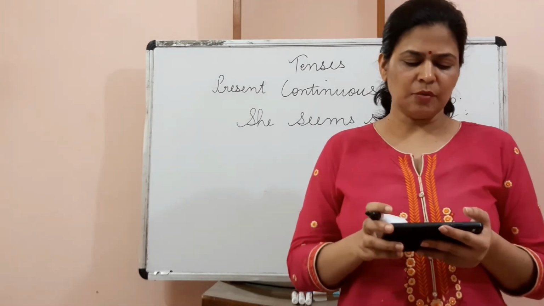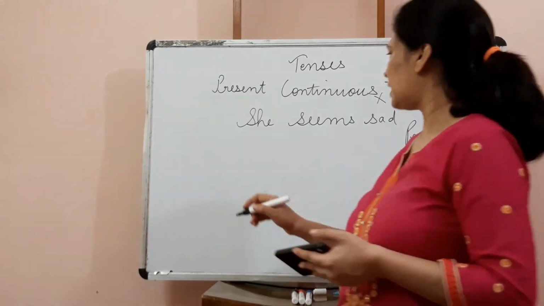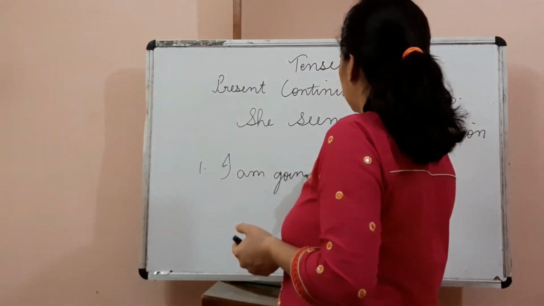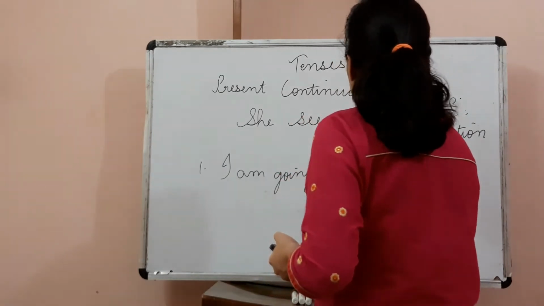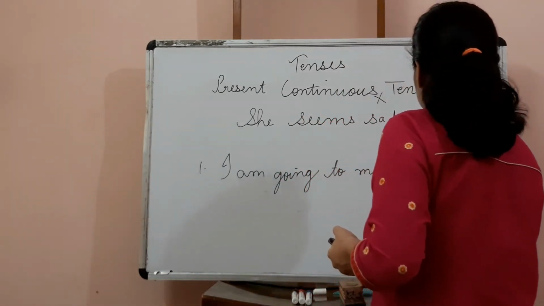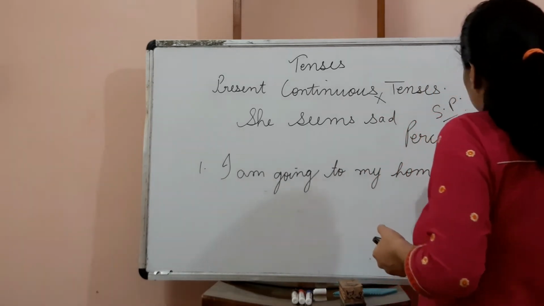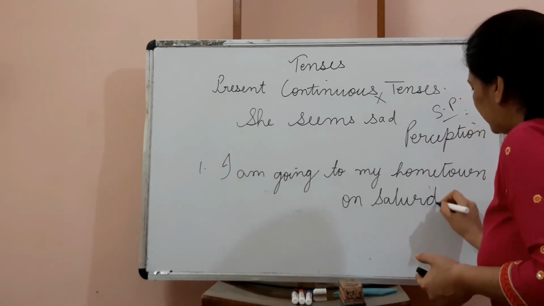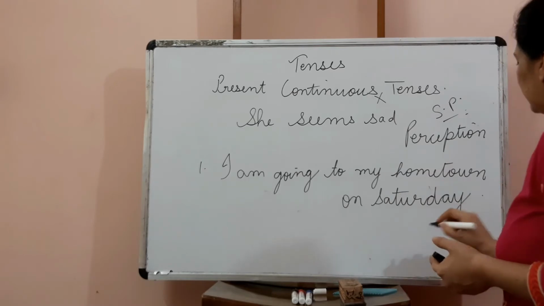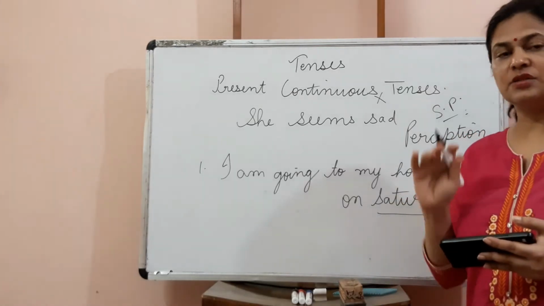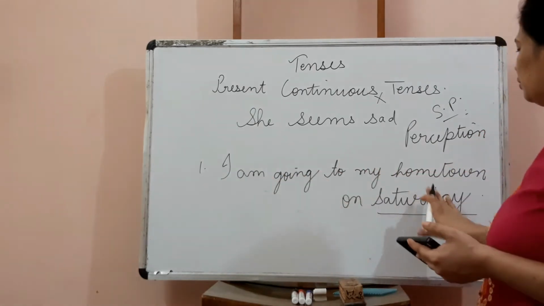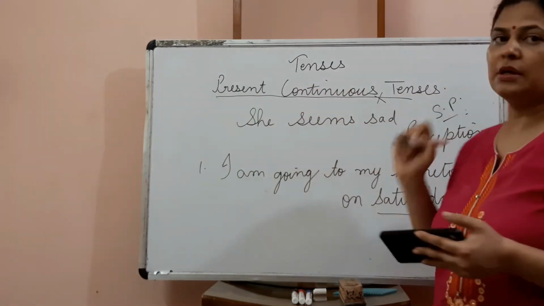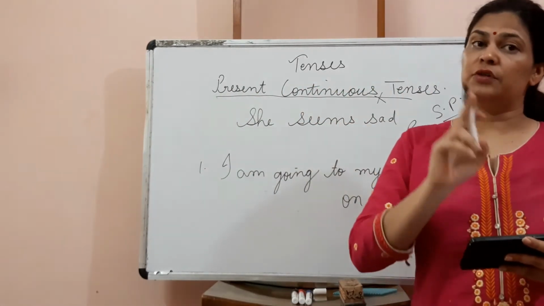What is that? I am going to my hometown on Saturday. So, I am going to my hometown on which day? On Saturday. That means it is a particular day when you have planned to go, your tickets are booked and you may have taken a taxi. So everything is planned and you have planned that you are going to your hometown on Saturday. So this is a planned action, and for planned action again we can use the present continuous tense, as earlier we were using simple present tense.